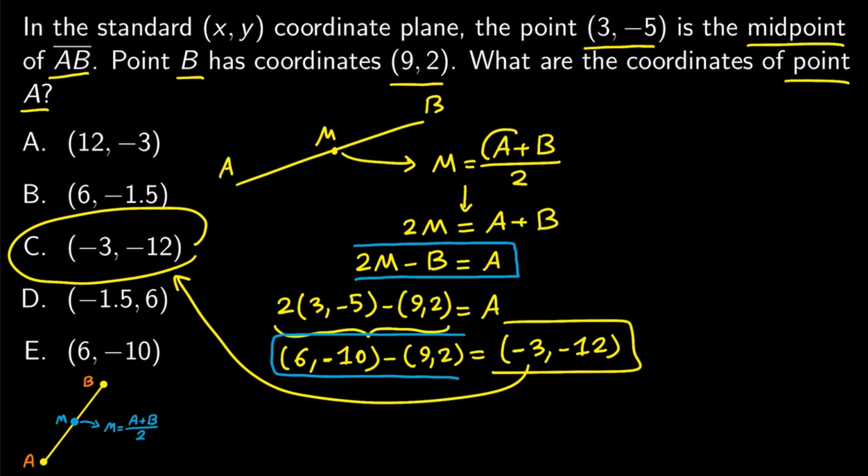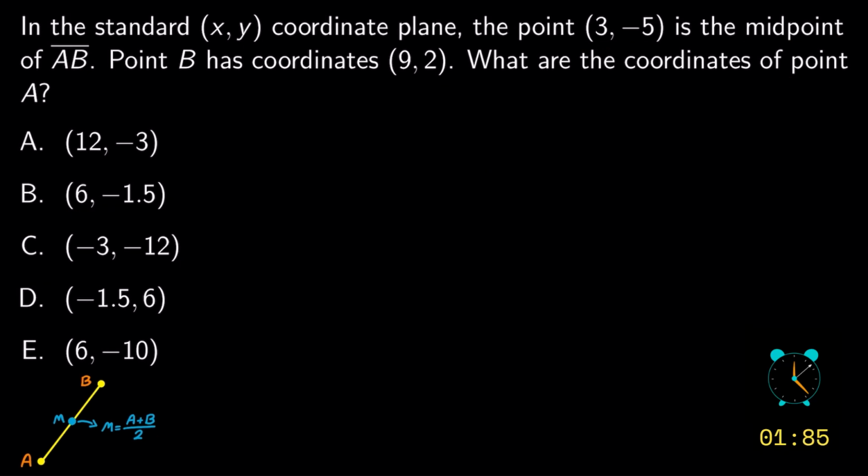Now, let's solve the problem once more. As always, first you should determine what we are being asked for. In this case, the coordinates of point A. We are given the midpoint of the line AB, and point B has coordinates (9, 2).